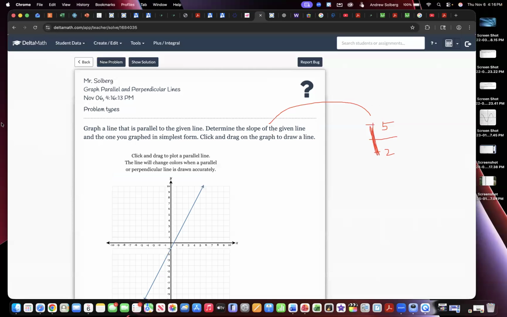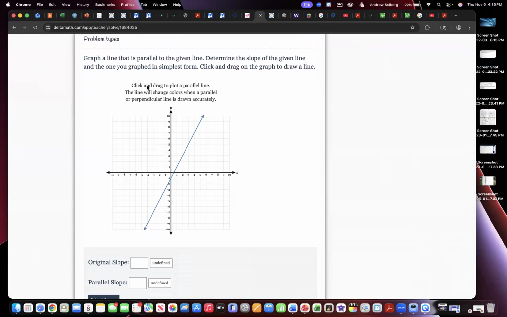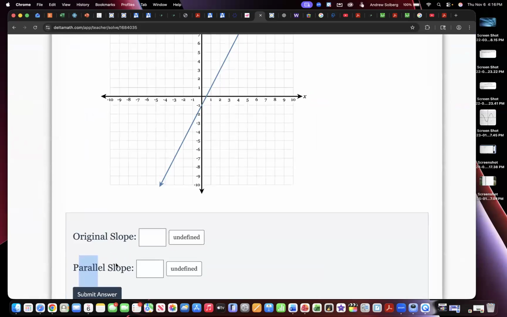Okay, I think the second one was causing some trouble. So for the second topic, it's asking you to graph. So you should do the slope part first and then graph the line. So here it's asking about parallel. So you want to identify the parallel slope. So always start by identifying the slope of this line.